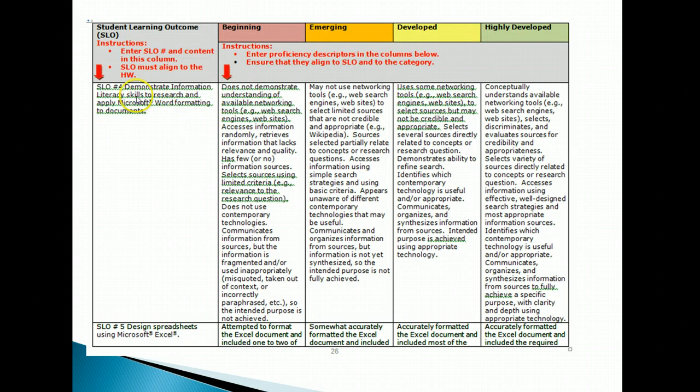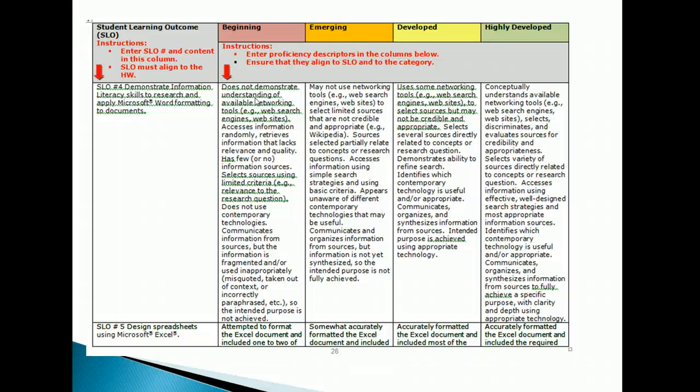So here you can see the SLO 4 is demonstrate information literacy skills to research and apply Microsoft Word formatting to documents. And here we've said this is where they understand using those tools, that information literacy. You can see the SLO speaks directly to using those information literacy skills, and we talk about them being able to conduct this research using the internet.